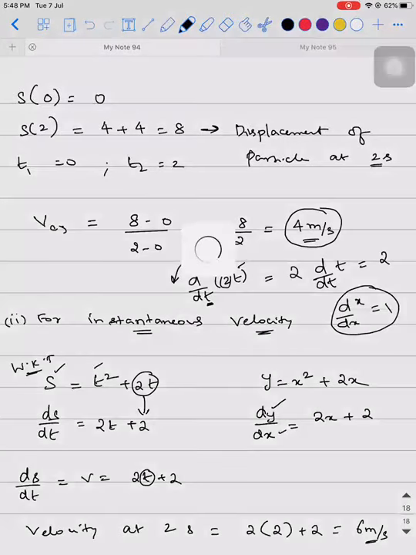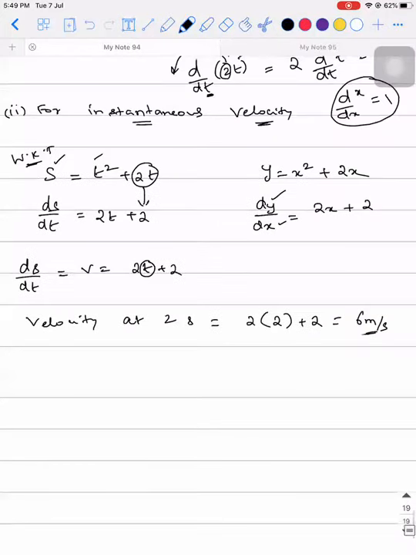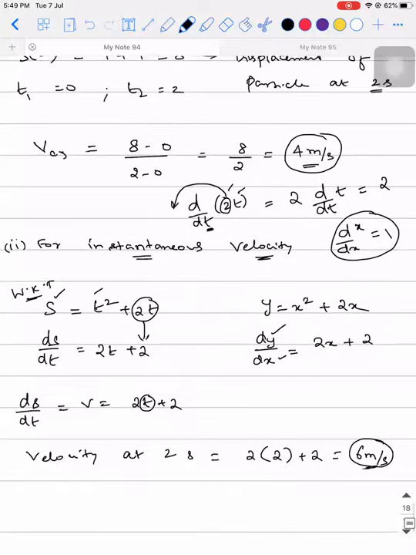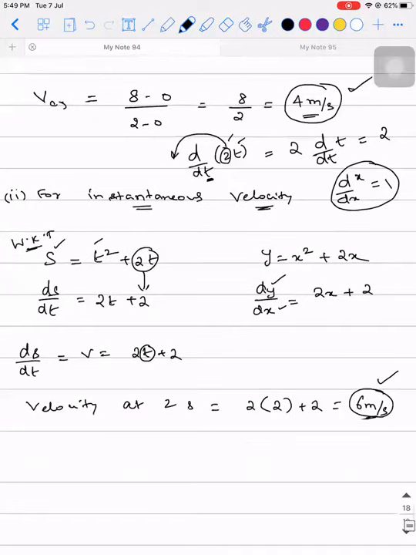Okay, sir. So that's why if you observe, the average velocity of the particle is 4 meters per second, whereas the instantaneous velocity of the particle is 6 meters per second. Can you guys calculate what is the instantaneous velocity at 1 second? 4 meters. For this sum only, no, sir? This sum only. 4 meters per second, right?